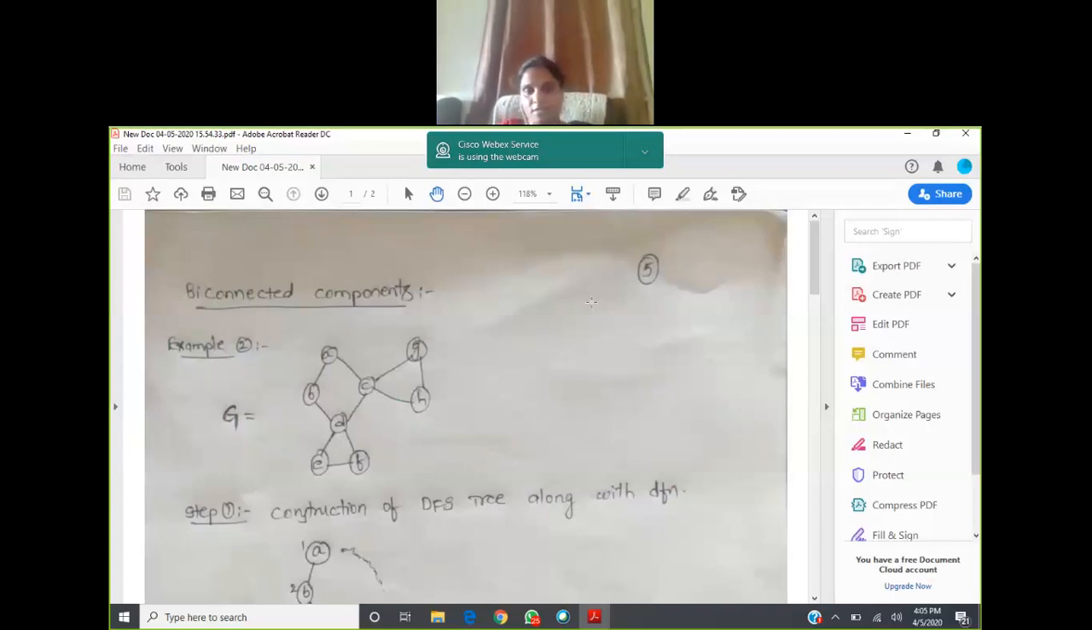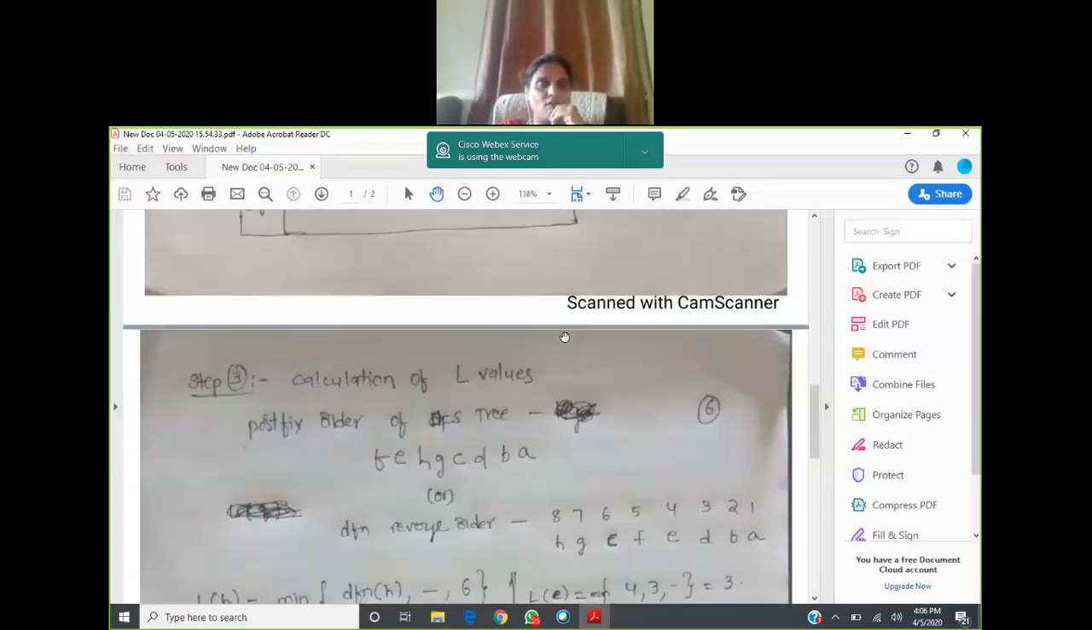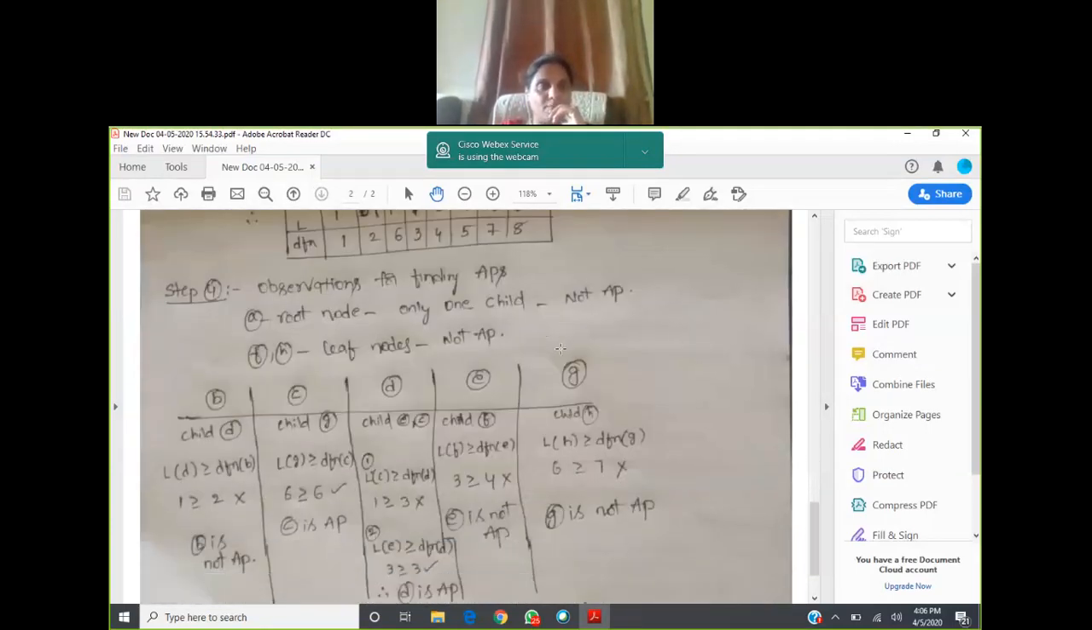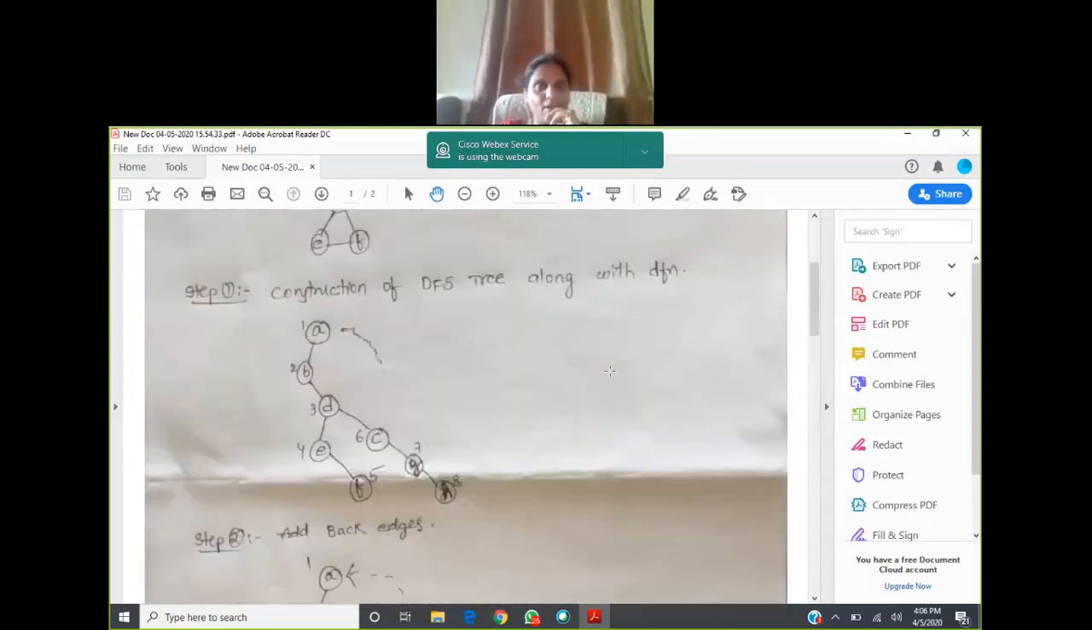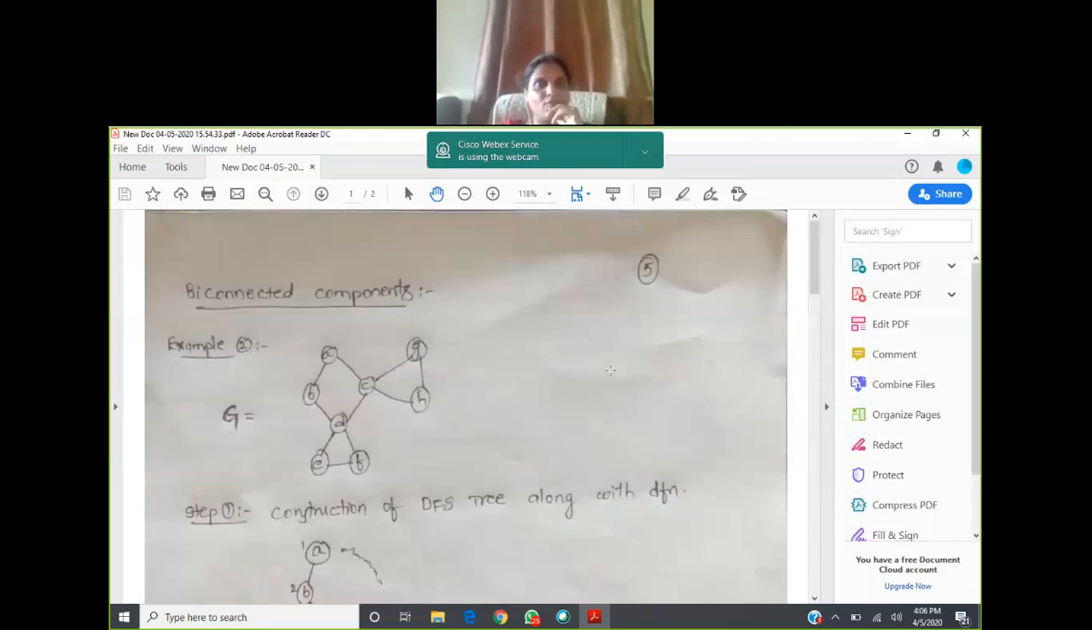Step 1 is construction of the DFS tree for the given graph along with the depth first numbering, and step number 2 is adding back edges. Step number 3 is finding L values, and step number 4 is, by observations, you have to find which vertex is an articulation point and which vertex is not. In the previous class I explained one example. In today's class I will explain one more example.